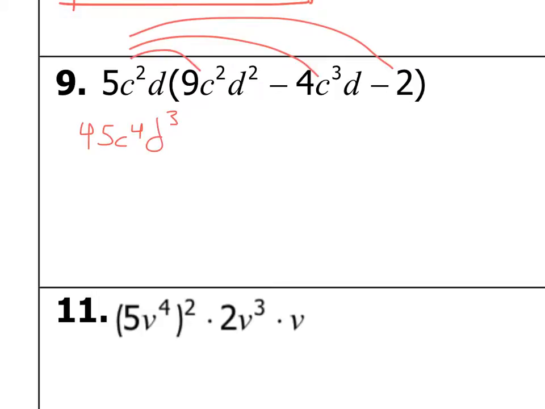Then we distribute it to the next monomial. So 5 times negative 4 would be negative 20. C to the third times c squared is c to the fifth. And d times d is d squared. And then the last one, 5 times negative 2 is negative 10 c squared d. All right, no terms that you combine. So this would be a seventh degree trinomial.